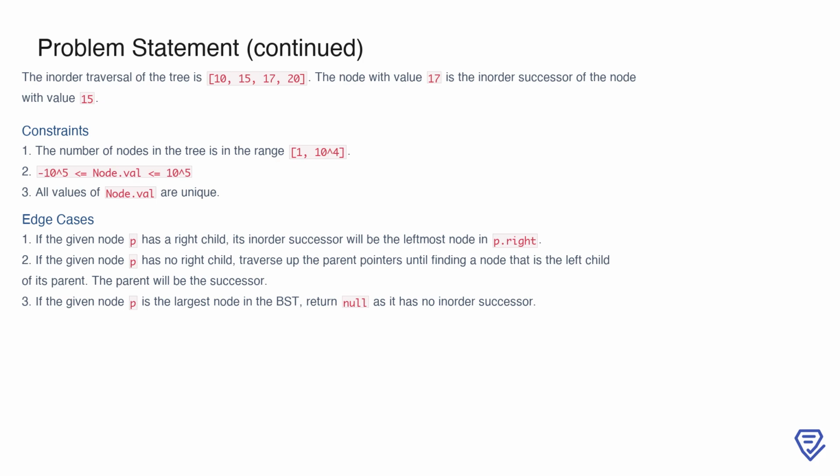To summarize, the constraints of the problem include up to 10,000 nodes in the tree, with unique node values ranging from -100,000 to 100,000. Key edge cases to consider include nodes with right children, nodes without right children, and the largest node in the tree, which does not have an Inorder successor.